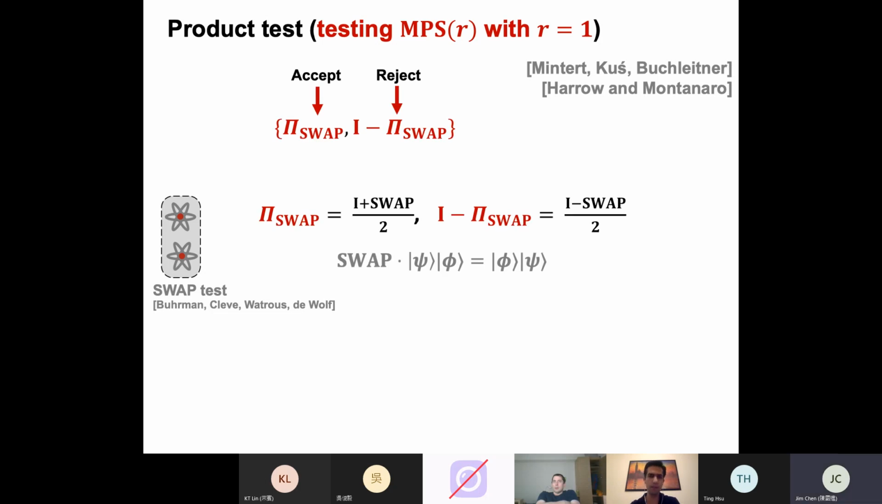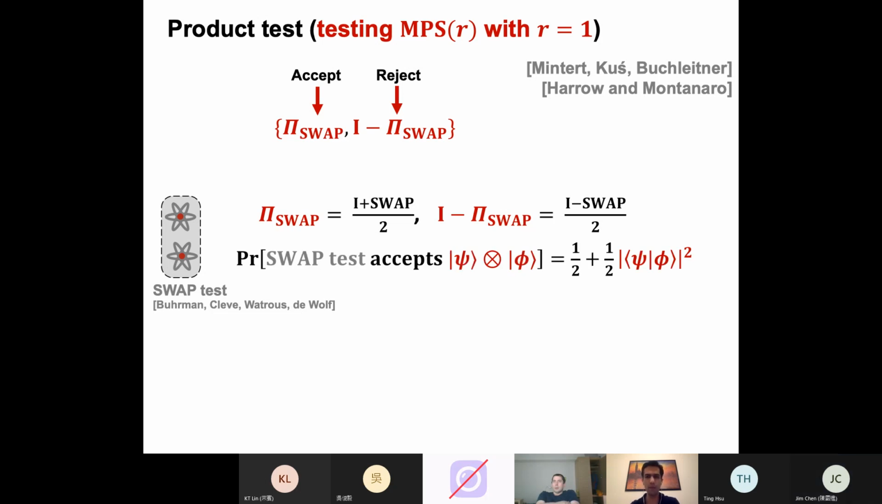So the swap test, as you might be familiar with it, is a 2-outcome projective measurement, defined in terms of the swap operator. And we say the swap test accepts when the outcome corresponding to identity plus swap over 2 is obtained. And it's not hard to show that the acceptance probability of the swap test, when given psi tensor phi as input, relates like this to the overlap between the two states.